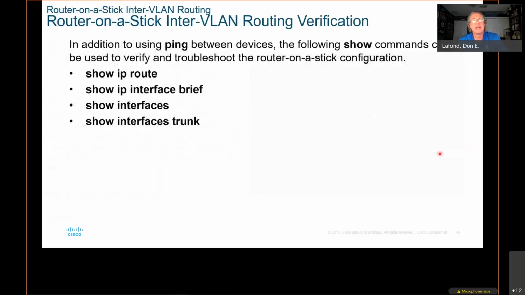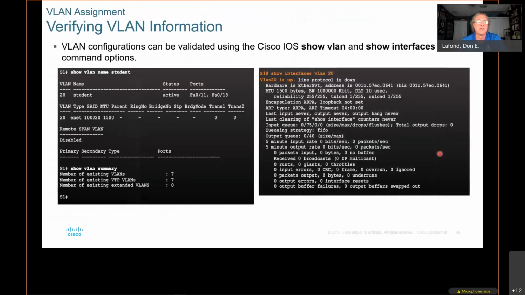Now, router on a stick inter-VLAN routing verification. In addition to using ping between devices, the following show commands can be used to verify and troubleshoot the router on a stick configuration. You can use show ip route, show ip interface brief, show interfaces, and show interfaces trunk. And we have slides that show each one of those.